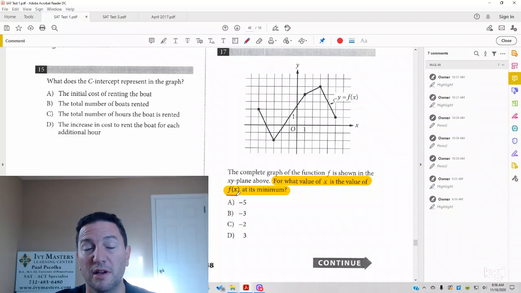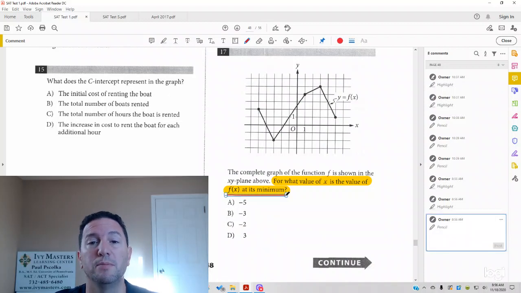You might know from math class that f of x is another way to say y. So where y is at its minimum. Where is y at its minimum? Up, down, left, or right? Y is at its minimum as low as possible. What's the lowest point on the graph?